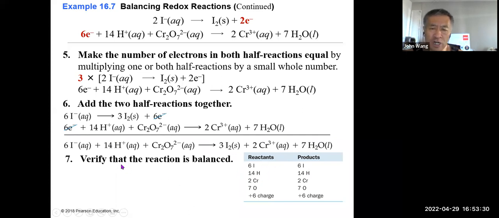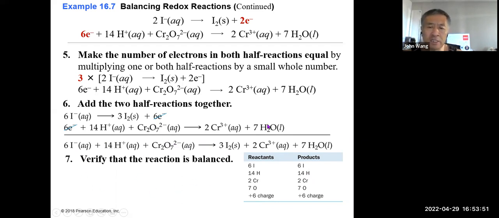Now we check the charge. Let's see the charge on the left first. So we know this is 6 negative. 6 times negative 1 is negative 6, and then we have the 14 plus, so 8 plus. Then we have 2 negatives, so we have 6 plus all together on the left.